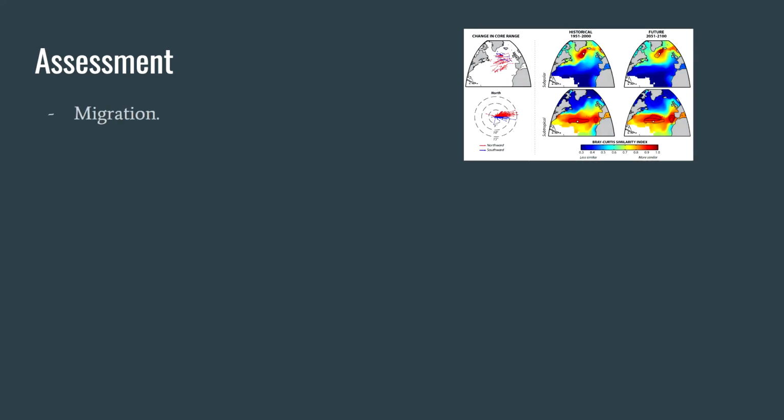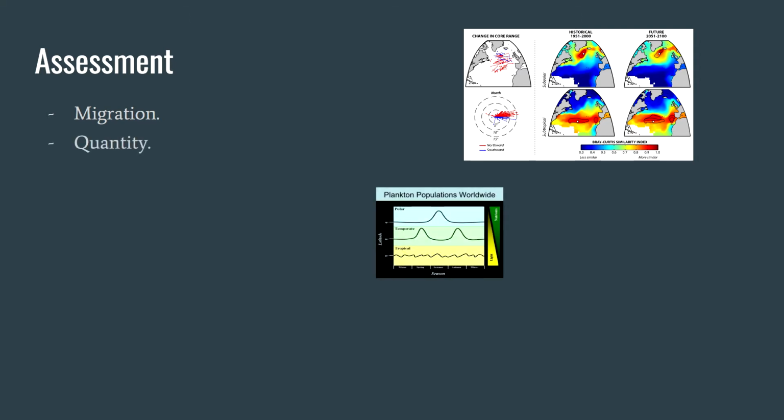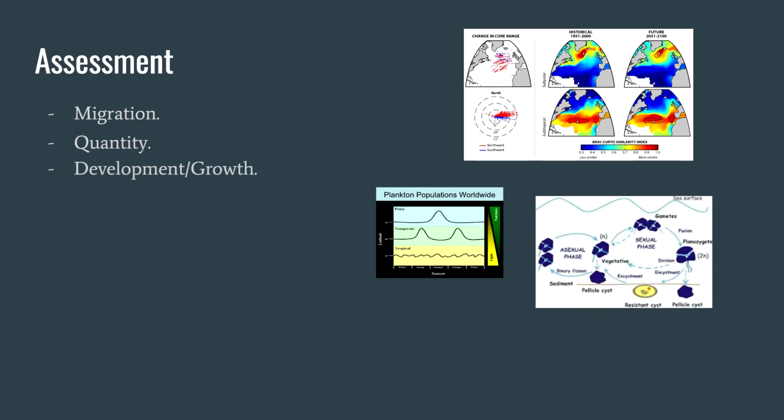To explore this hypothesis, we can assess the phytoplankton in the following ways. Migration. Observe over an experimental set period of time where the different phytoplankton populations end up as a result of changing acidity in the water around them. Quantity. Account for what happened to the relative sizes of various select groups of phytoplankton populations under OA conditions. Do they shrink? Do they grow? And which ones? Development and growth.